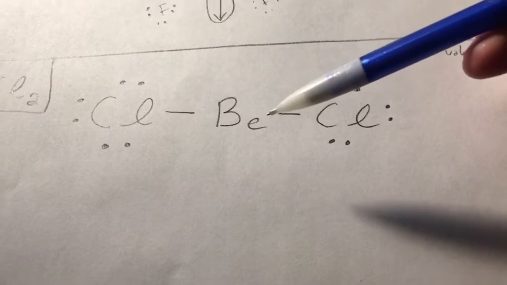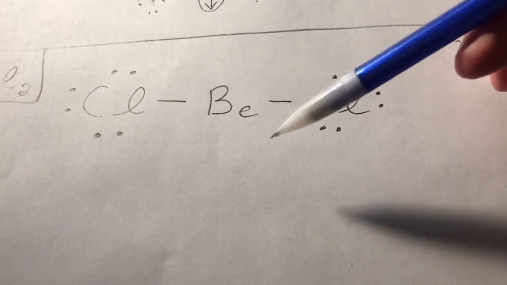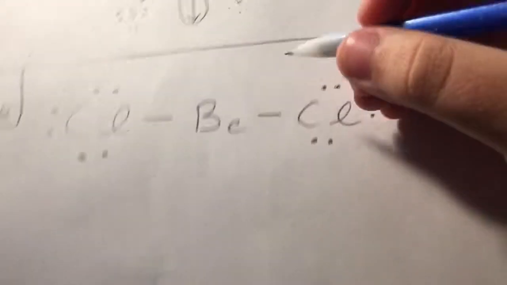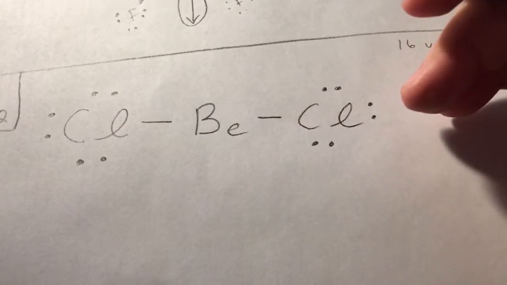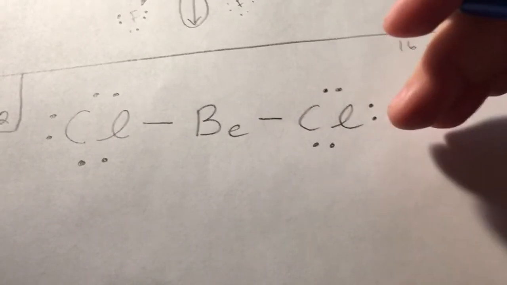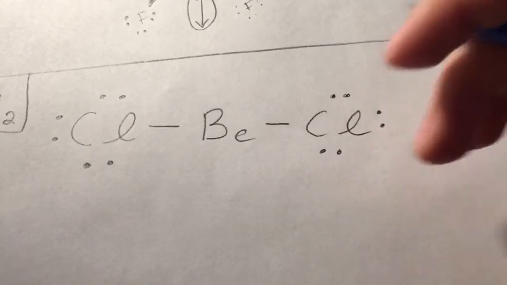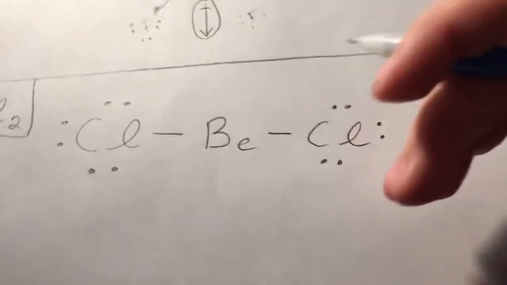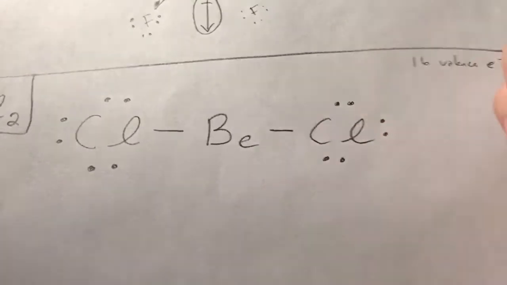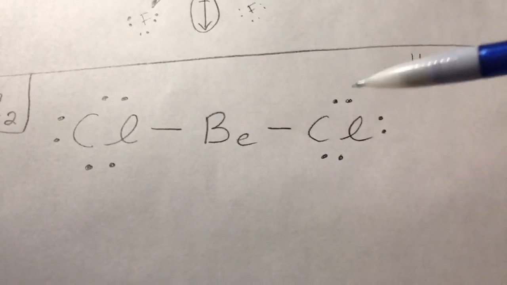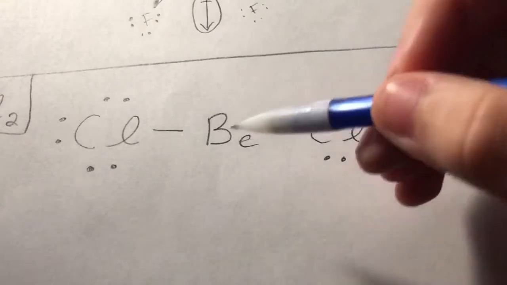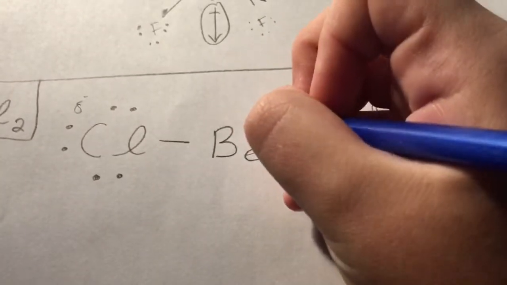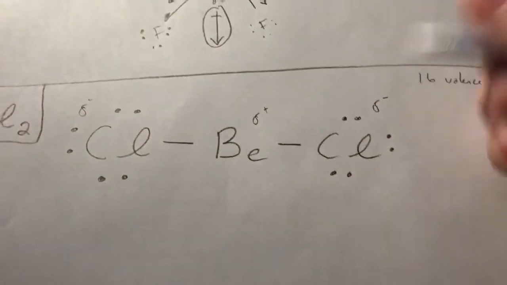So next, we're going to identify the partial charges and draw the bond dipoles. So if we look at the periodic table, we see that chlorine, even though it's below fluorine, is still closer to fluorine, and it takes less energy to get from fluorine to it. So therefore, it loses less in electronegativity. So chlorine has a higher electronegativity than beryllium. So it is going to have the partial negative charges, and beryllium is going to have the partial positive charges.